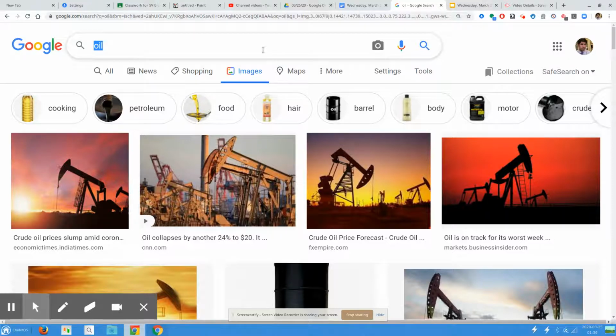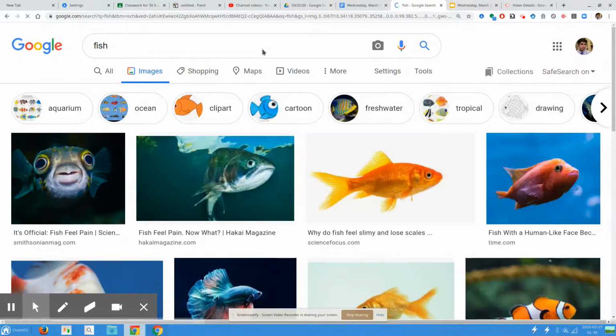Let's take a look at another thing. Fish. Fish are considered a renewable resource as well. Fish can reproduce. They can have babies. They can make more fish. So fish that have been used or caught and harvested, we can have more fish. Even though we're using fish, we can have more fish because they will reproduce.